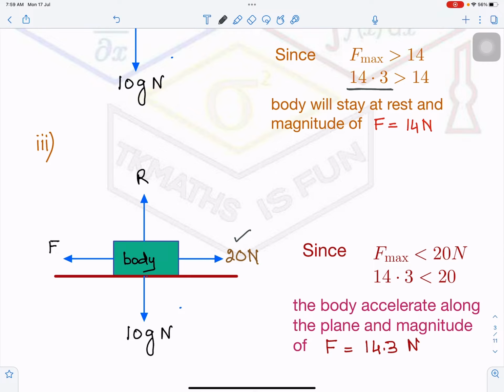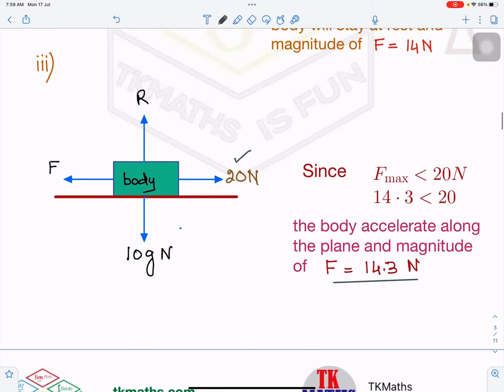And what is the value of F? The value will be 14.3. The common mistake made by students is they forget to mention the value of F in this case. It is 14.3. So when the body is in motion or at the last stage, the maximum it can go is the maximum frictional force it can take, right?